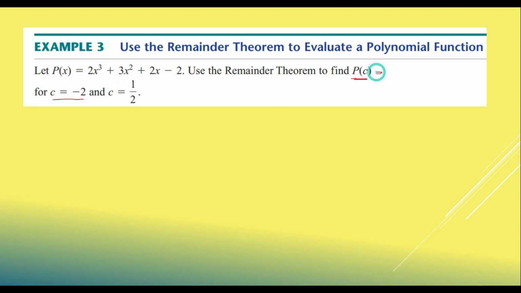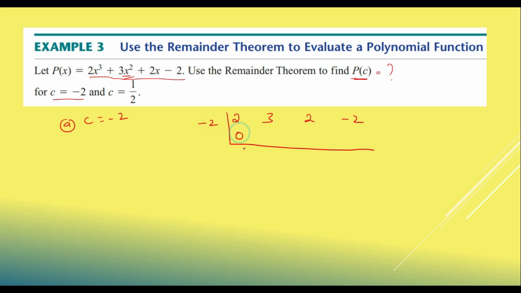That's all. Okay, let's find p of c. There is no question about a factor or 0 of this polynomial. We just want to find p of c. Let's write the coefficients of the polynomial first. For case A, when c is minus 2: 2 for x cube, 3 for x square, and 2 for x, and the constant is negative 2. And we do synthetic division with c equal to minus 2.